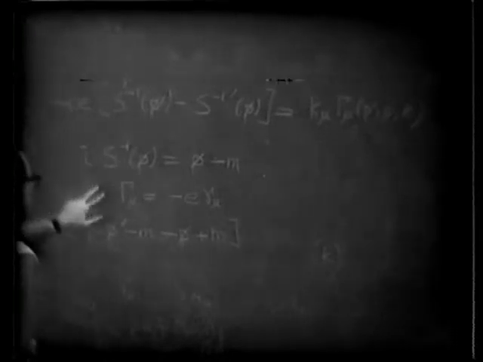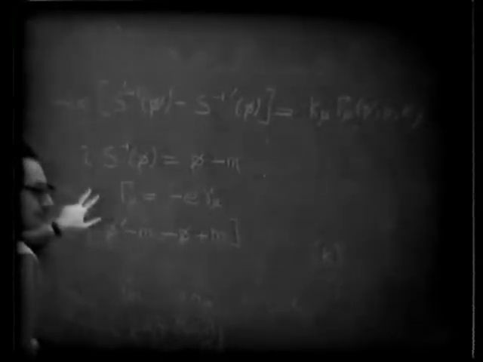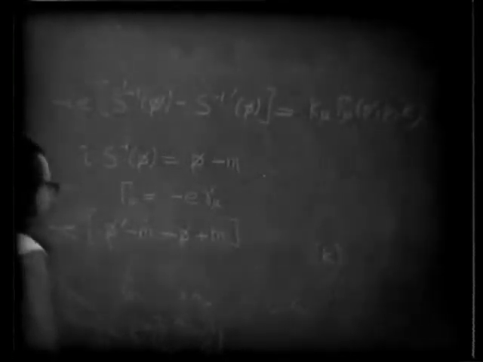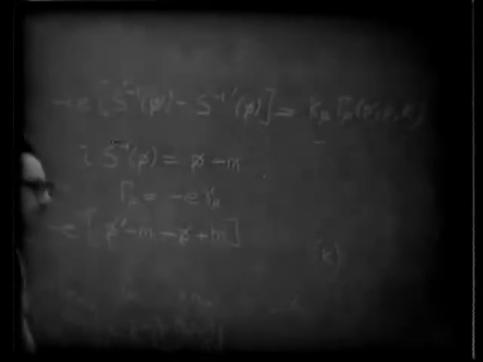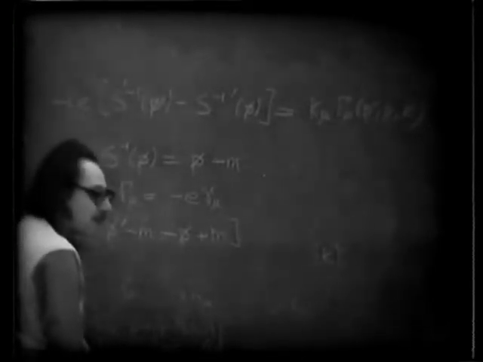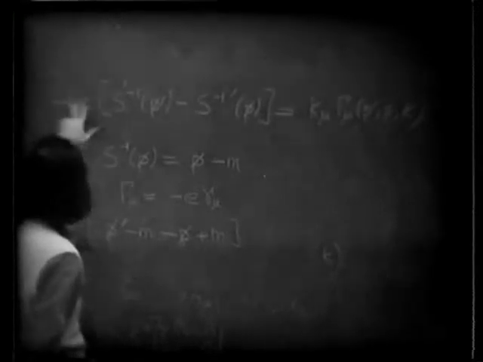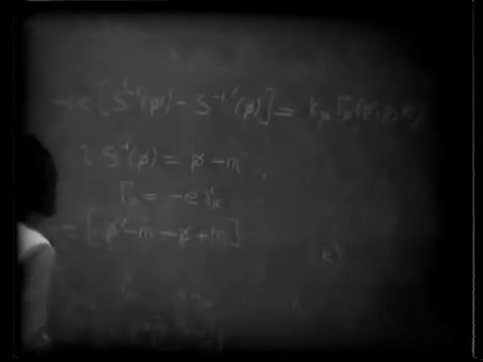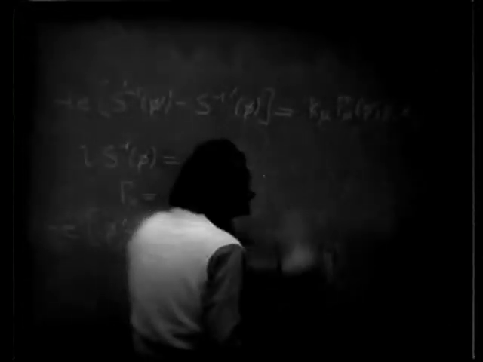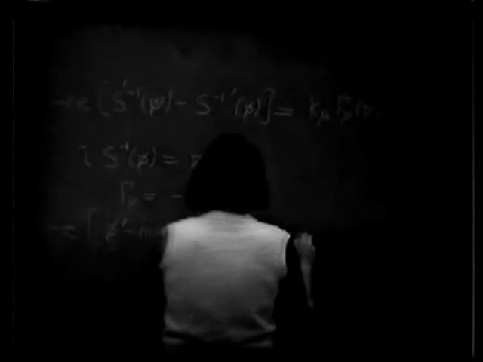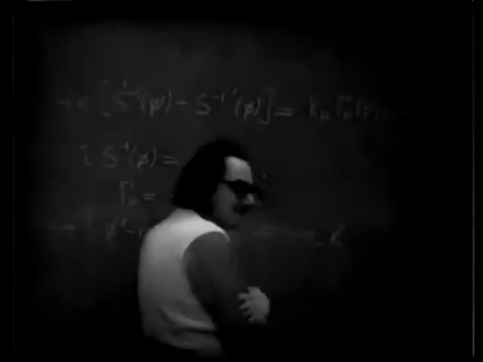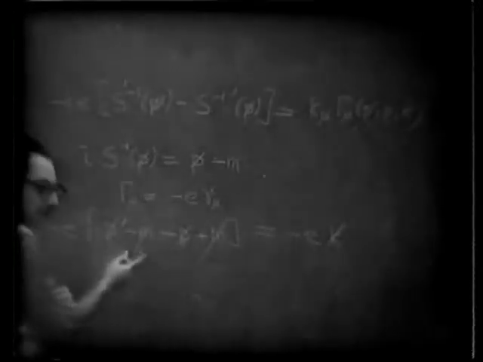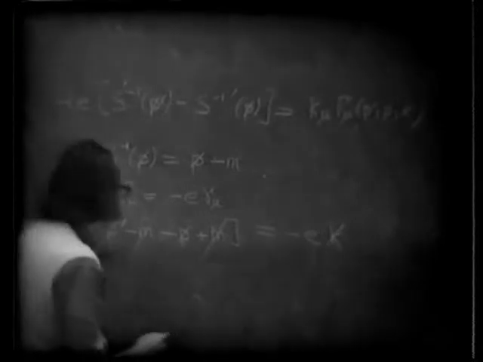S inverse is P slash plus M over I, or P slash minus M over I. S is I over P slash minus M. I times S is P slash minus M, and I've got a minus E. I make a lot of mistakes, but it's not true that everything I write down is a mistake. Was minus E K slash. Of course, this term cancels this term, and P prime slash minus P slash is K slash, so I did write it down with the right signs.